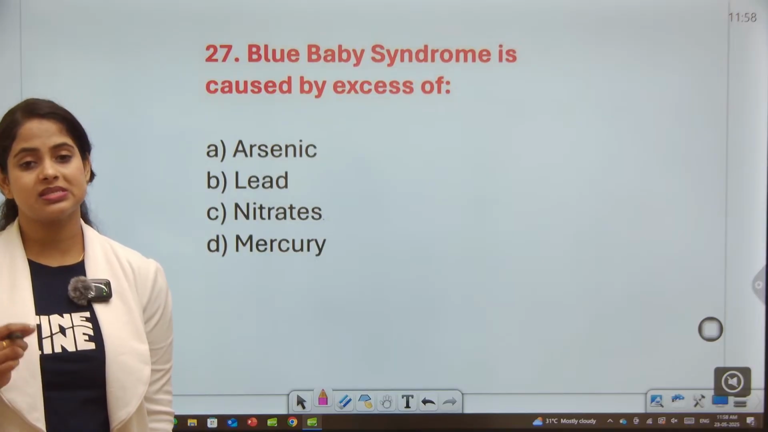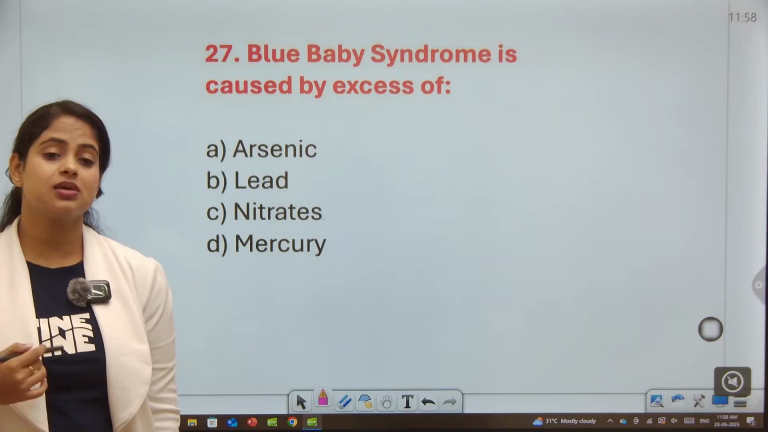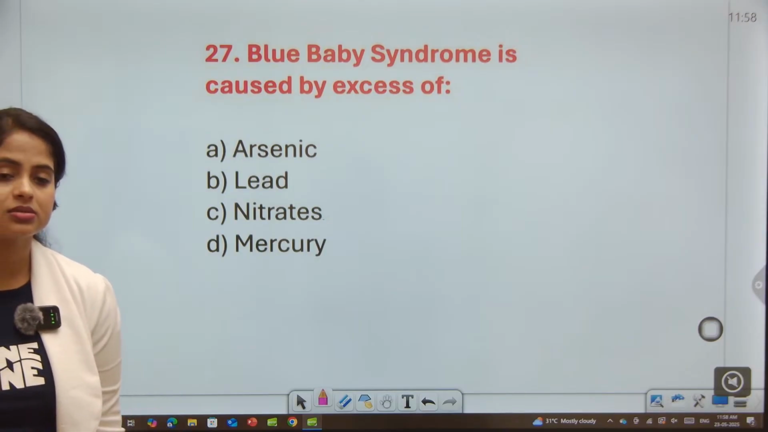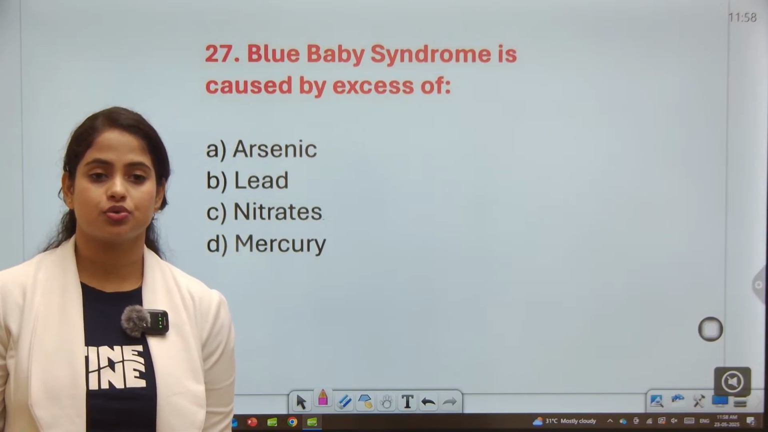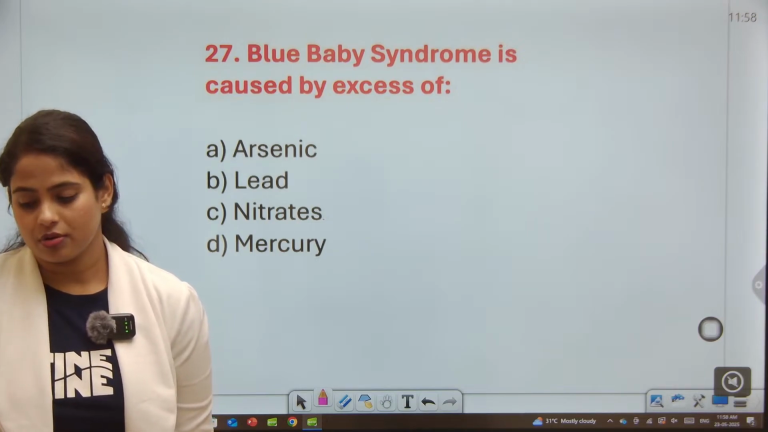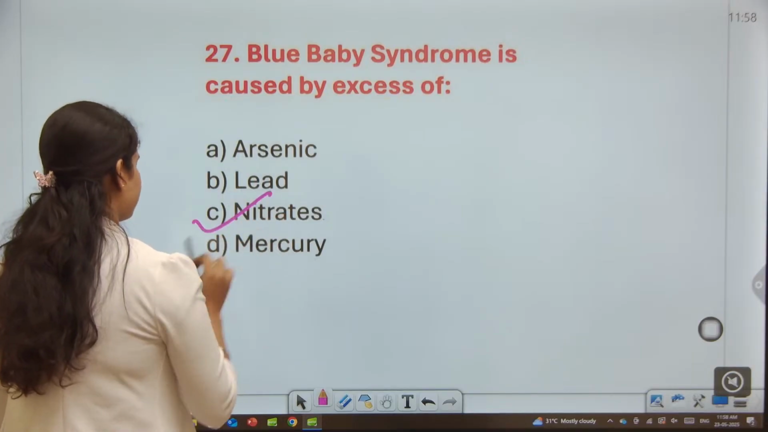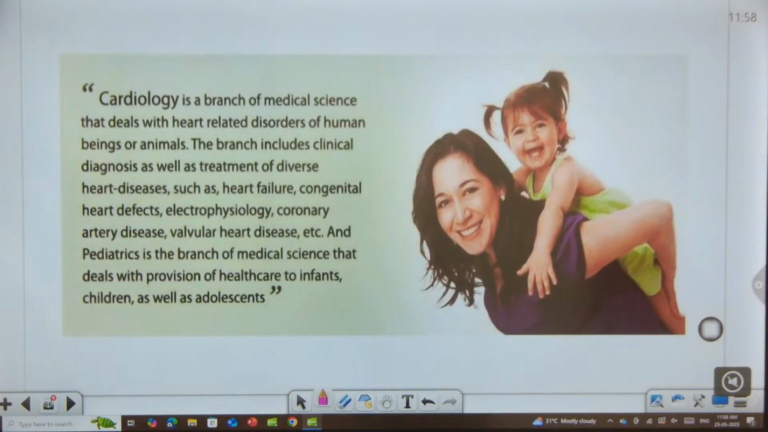Next, see, blue baby syndrome is caused by excess of what? Arsenic, lead, nitrates or mercury. Blue baby syndrome is directly related with the nitrates. See, what is blue baby syndrome?